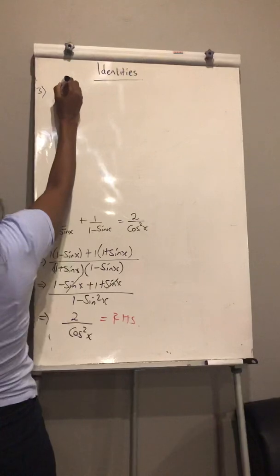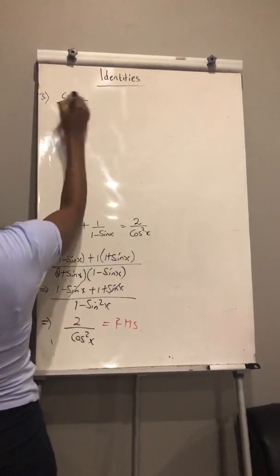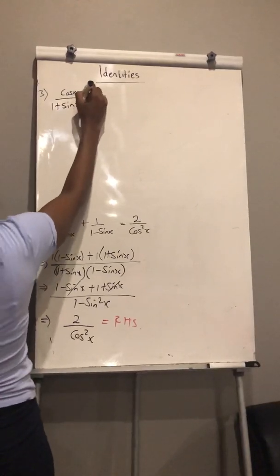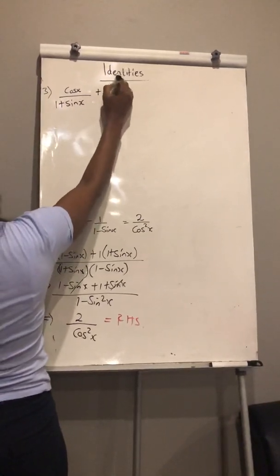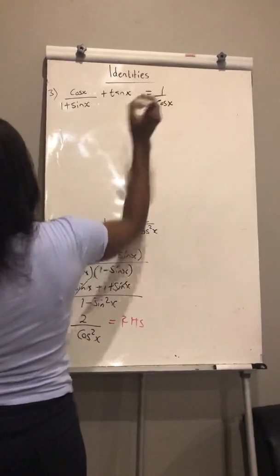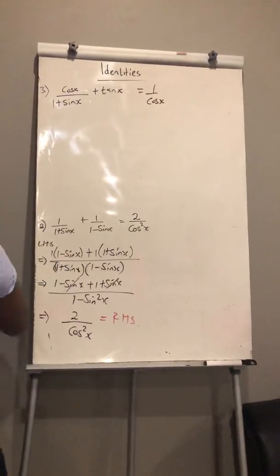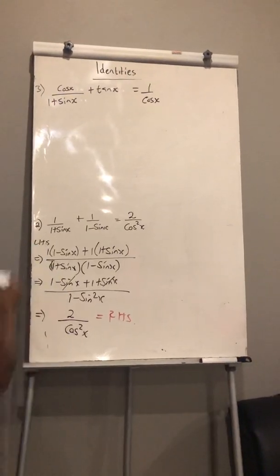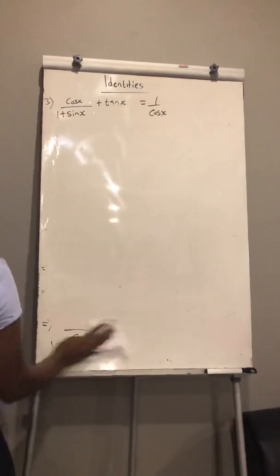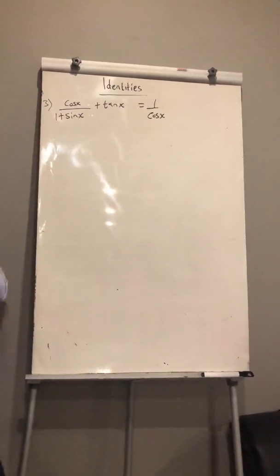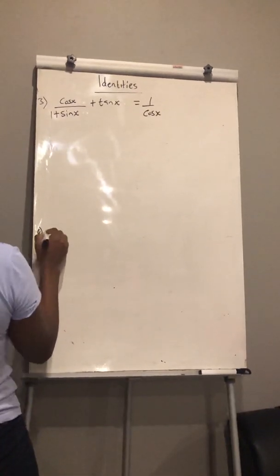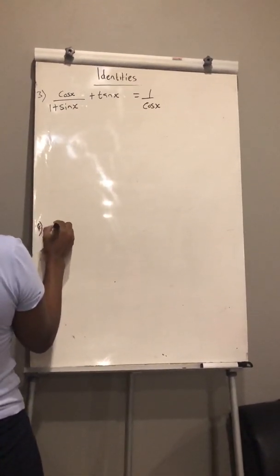Right, so you have cos x over 1 plus sine x, then plus tan x. You should show how this is equal to 1 over cos x. Let me give you a minute to do that while I copy number 4 down here. So I'm going to let you answer that. In the meantime, I'll be putting number 4 somewhere down here, and let's see if you will finish it fast.